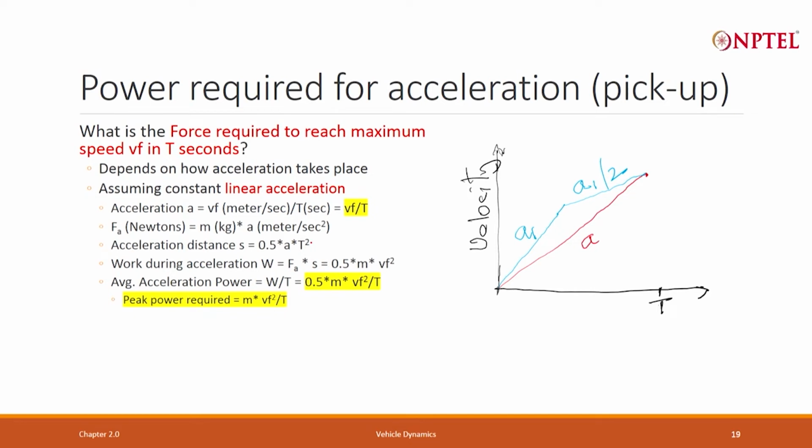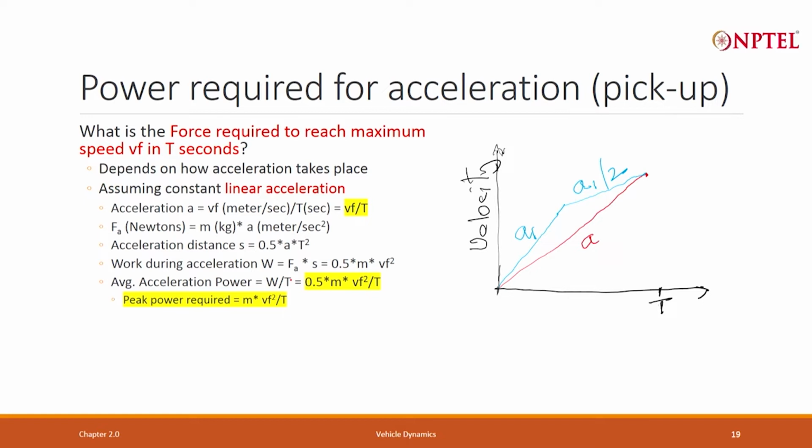What is the work done during acceleration? Well, force into distance, our old physics formula, and that comes to 0.5 m v square. And what is the average acceleration power? Well, total work done divided by the time. So, it comes to half m v f square by t.